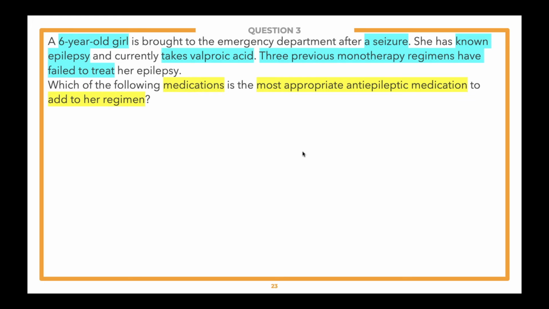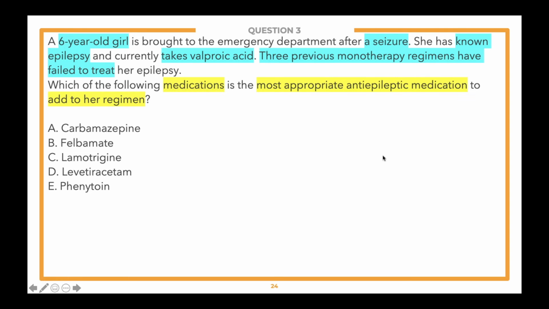So I think it kind of depends on how you're looking at this. I think this could be a one-step question: what medication are we going to add to this patient that we know about? I'm not sure if the answer choices are going to have another step in it, but it might just be a one-step question. So let's go ahead and take a look at those answer choices.